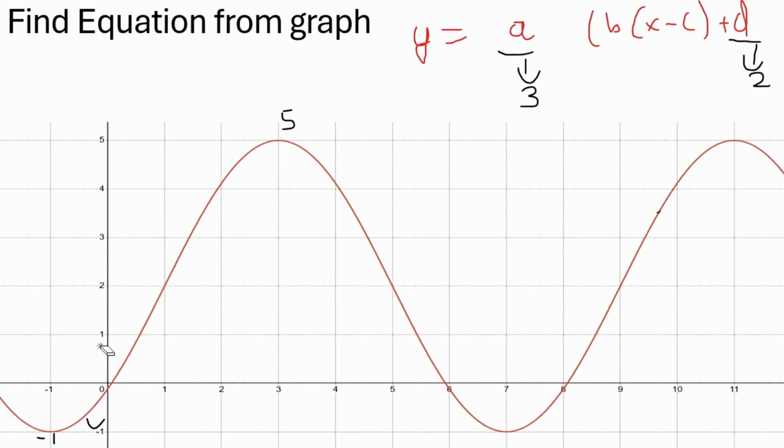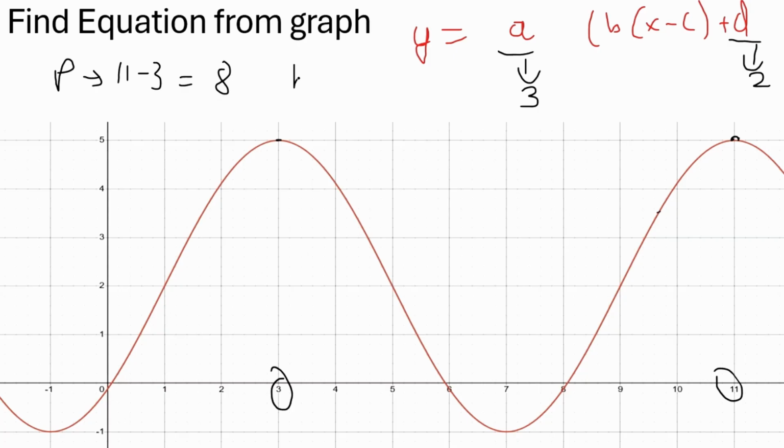Next up, we look at our period. How long does it take for the graph to repeat? Let's pick a point and see how long it takes for us to get back to the point. It gets back right here. So it took us from 3 till 11. So our period is 11 minus 3, which is 8.